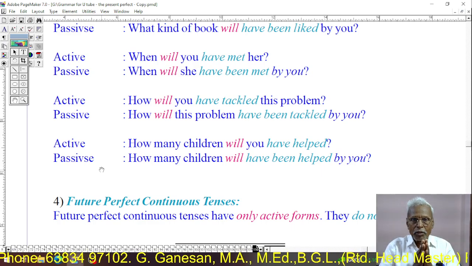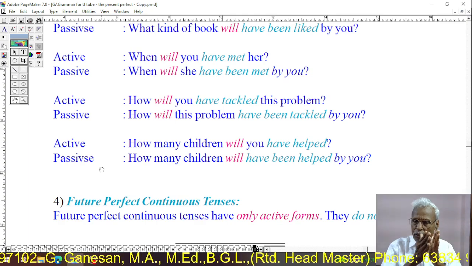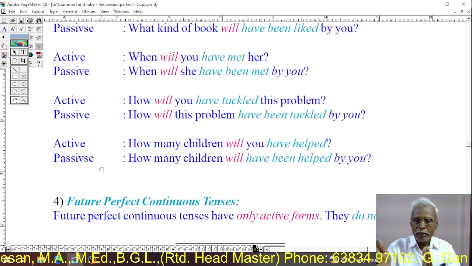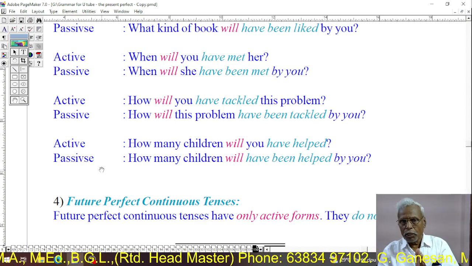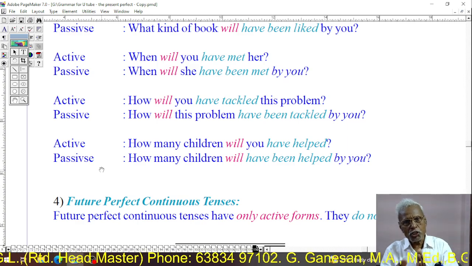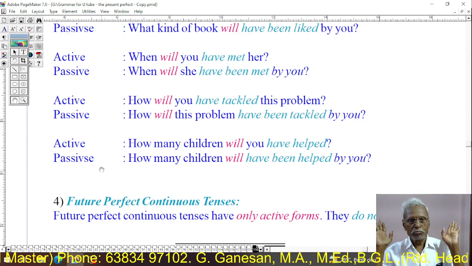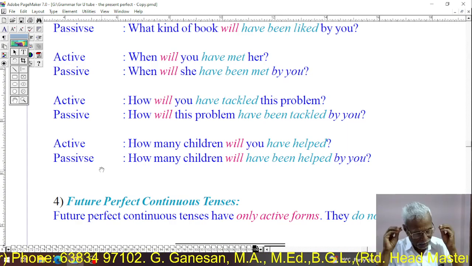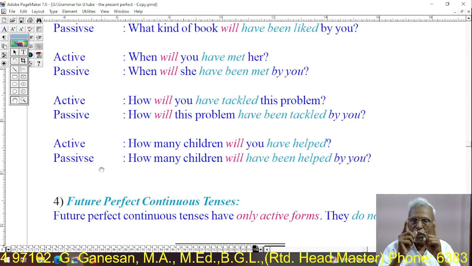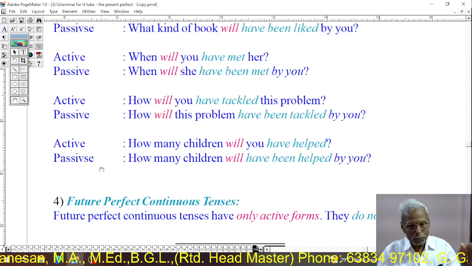Thus, in perfect tenses, regarding present perfect, two verbs, in between them, been. Before the past participle, been. Regarding past perfect tense, before the past participle, been. Regarding future perfect tense, before the past participle, been. That's all. These are the things. This is English. That's all. Regarding future perfect continuous tenses, they have only active form. They have no passive form. So, okay.